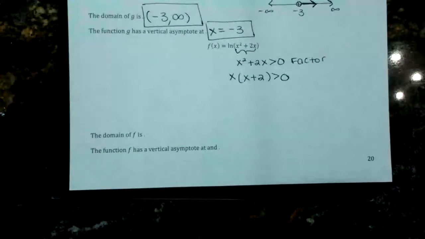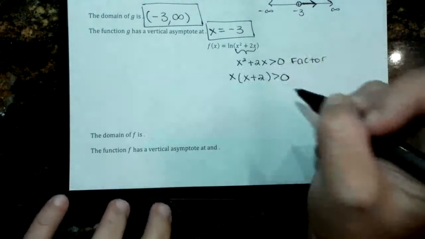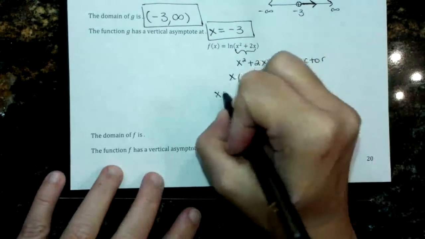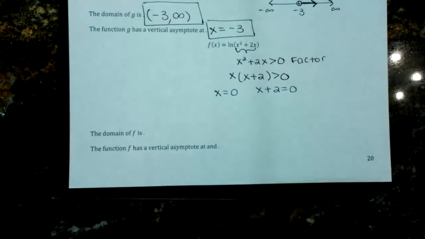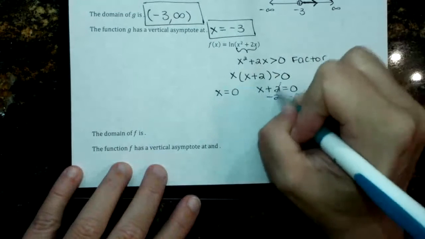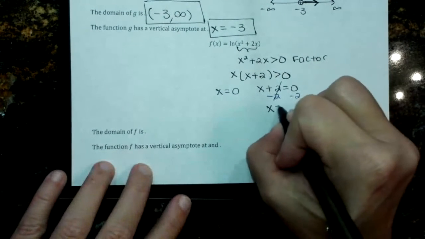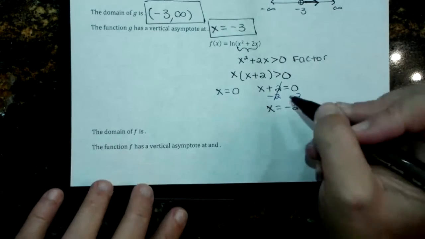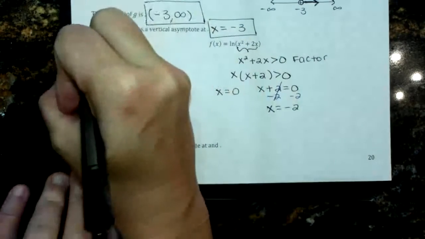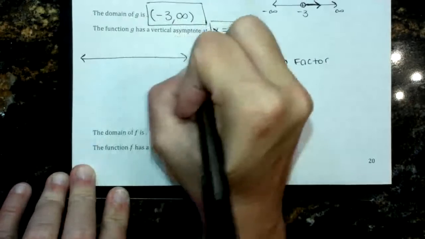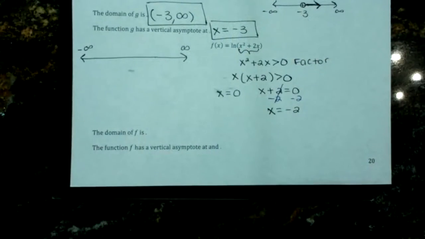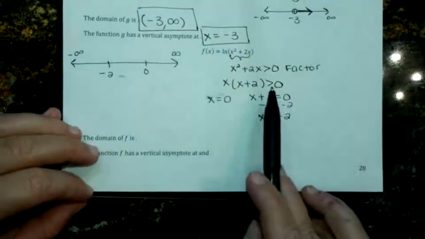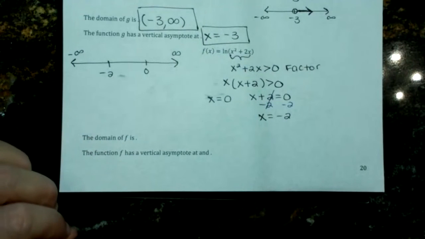Remember, this is the same thing going back to the end of test 3. I want my critical values. So setting them both equal to 0, x equals 0, and x plus 2 equals 0. Getting x by itself, I have x equals 0 and x equals -2. Remember, it's an inequality with x squared. So I'm going to go to my number line from -infinity to +infinity. I have -2 and 0. Those are the points on my number line. Just greater than, so they're going to be both open circles.